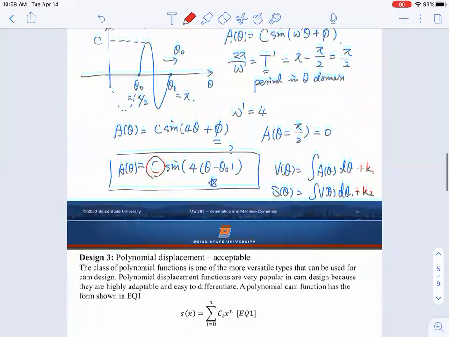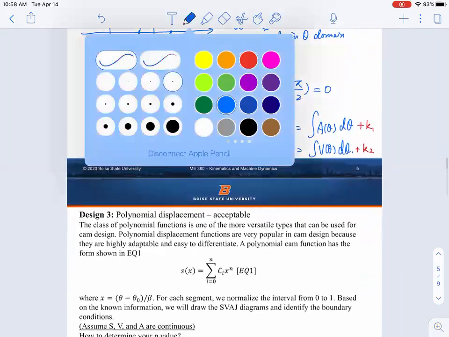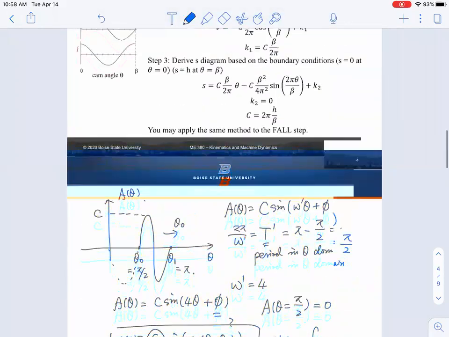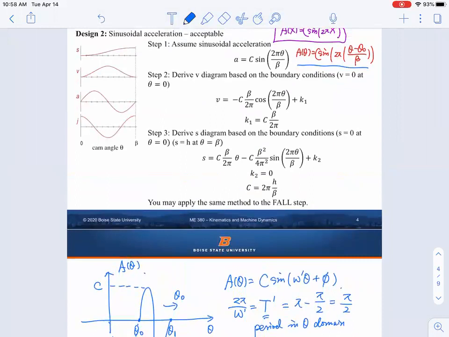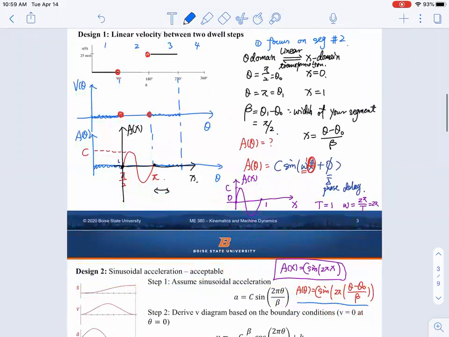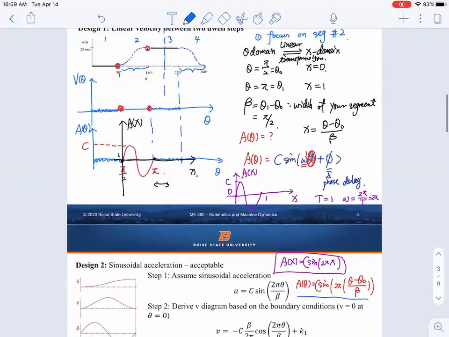So you can find these details in my notes posted on Blackboard. And then you can implement the same method to design your segment number 4. But then actually there is another trick. So eventually your S will be something like this. And then because the width of this segment is the same as this one, theoretically, your segment number 4 should be symmetric to your segment number 2. If you know that trick, that can save you some time.